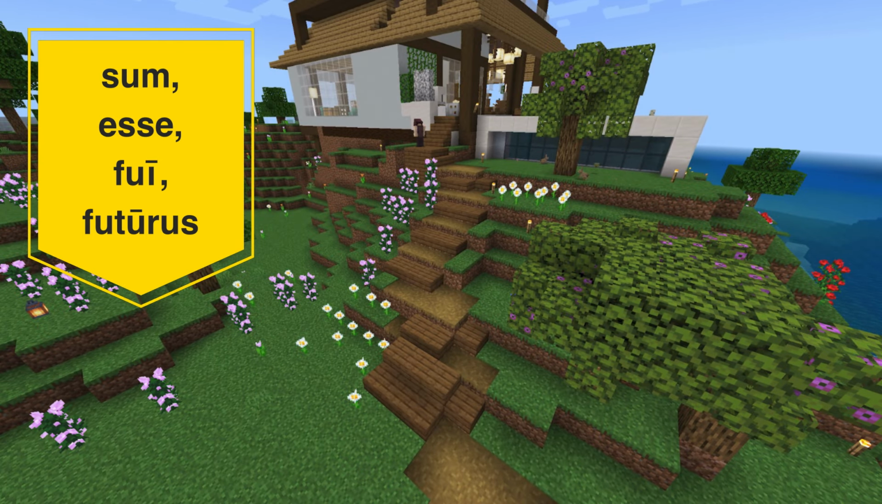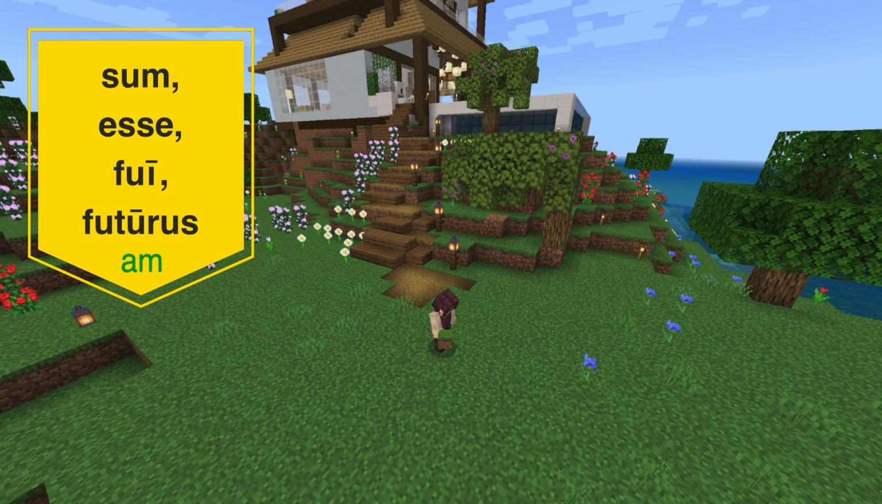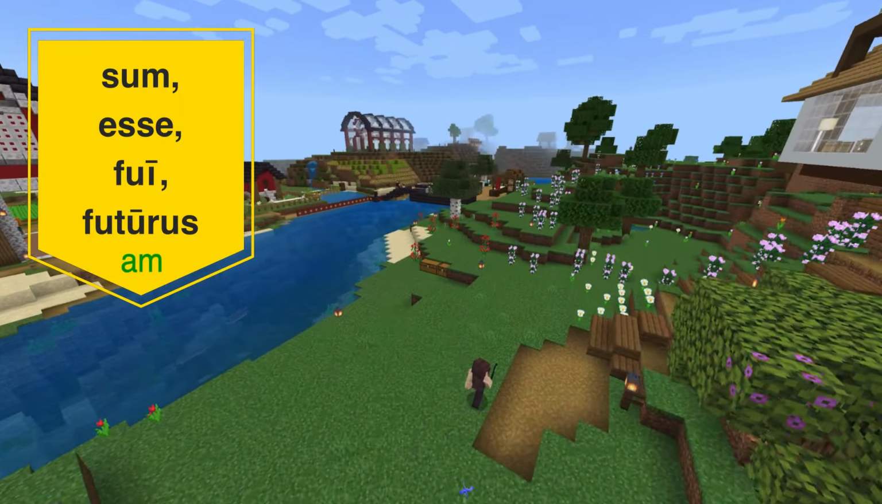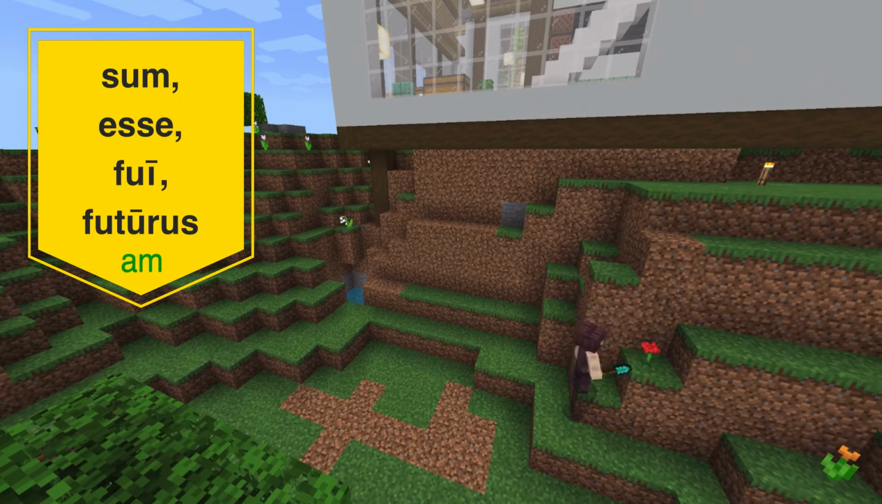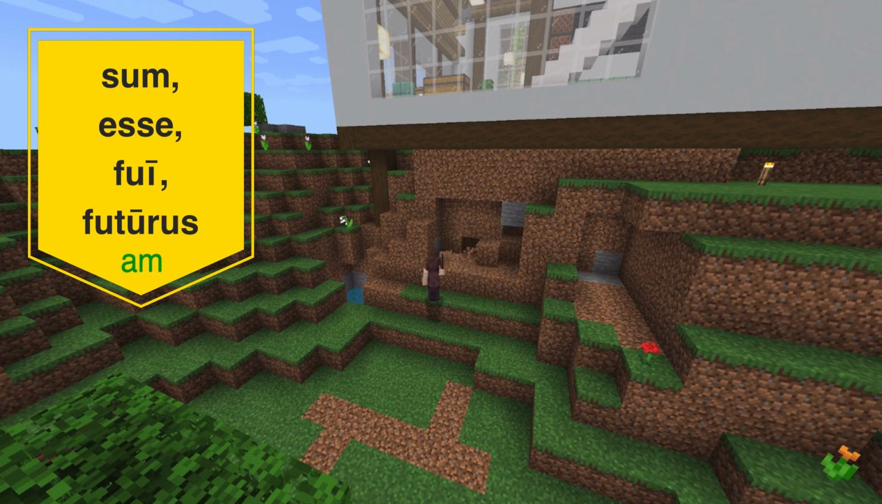Now, sum is an irregular verb. When a verb is irregular, that doesn't mean that the endings themselves are going to be changing from other verbs. A lot of times it just means that the stem is going to be changing instead. And sometimes it just means it's going to be taking some different endings than you might expect. So, sum here is an irregular verb, but if you look at the 4 principal parts, you can definitely tell that the stems are changing just a little bit. So that's kind of what an irregular verb is. So the 4 principal parts once again are sum, esse, fui, futurus.